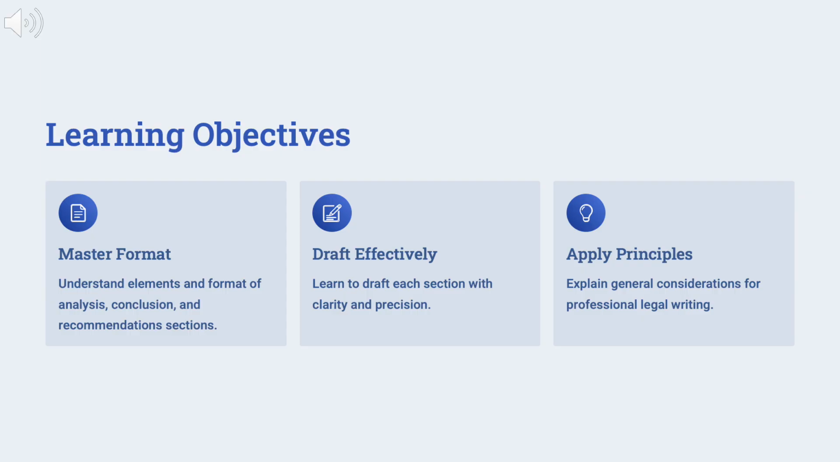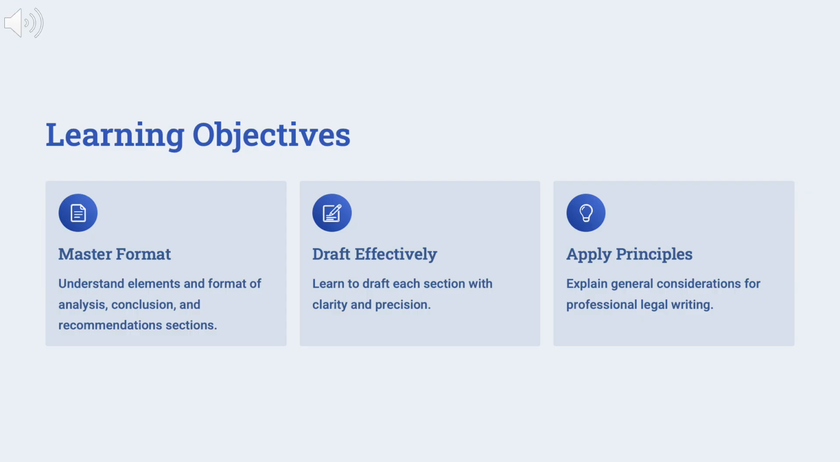The second objective is to learn to draft each section with clarity and precision. Drafting skills are not developed by reading about writing. They are developed through practice, through working with examples, and through understanding the standards against which professional legal writing is measured.